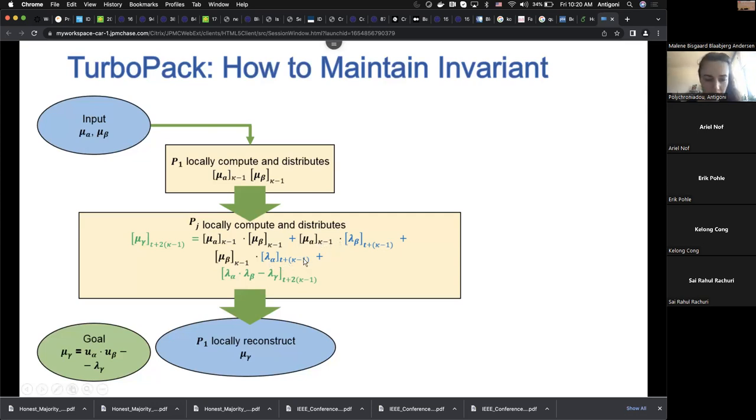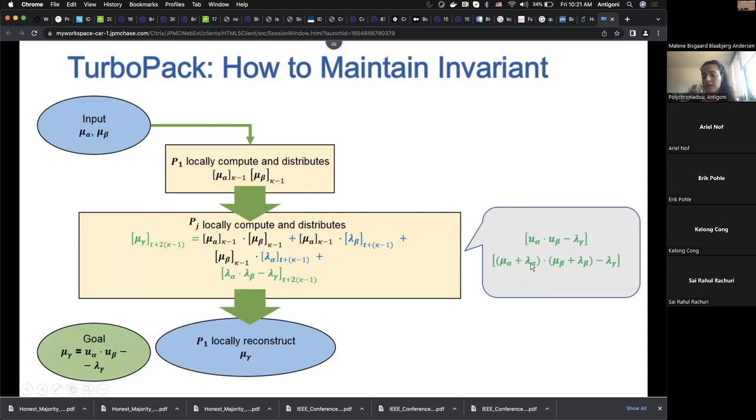Why is this expression like that? You can see it from here. We want to compute m_gamma, which is basically u_alpha times u_beta minus lambda_gamma, and every u is m plus lambda. If we replace these values in this sharing and multiply, we get m_alpha times m_beta, which is the term that we have here at the front. Then we have the term m_alpha times lambda_beta, so you can find all the terms here. Everything is done locally. The parties have these shares generated in the pre-processing phase, and they also received these values, m_alpha and m_beta, from the king.